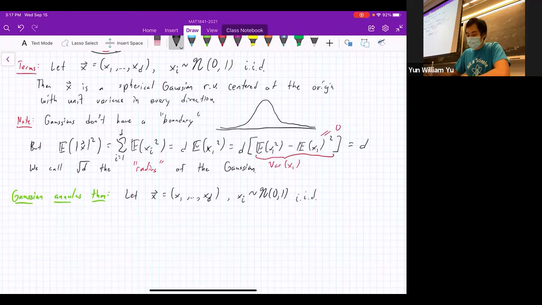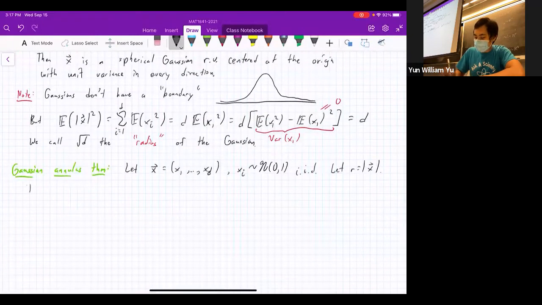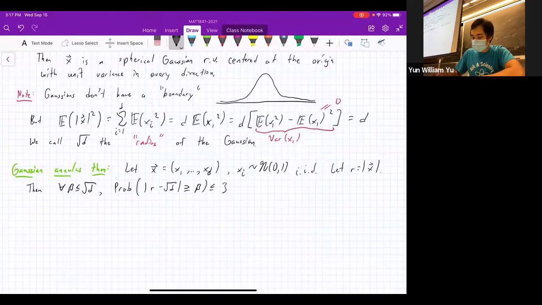IID. And we're going to define R to be the norm of X. So this is how far away you are from the origin, and this is going to be a variable that we care a lot about. Then for any beta less than or equal to root d, the probability that R minus root d is greater than or equal to beta is less than or equal to 3e to the minus c beta squared. So basically, all of the probability mass is concentrated near the radius.